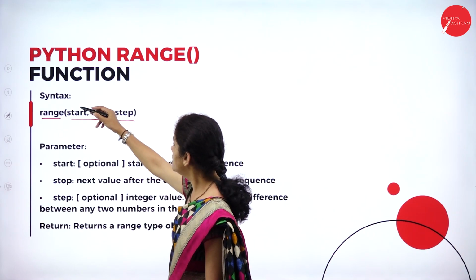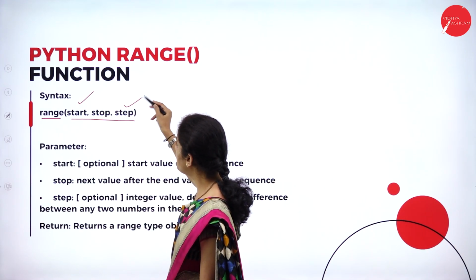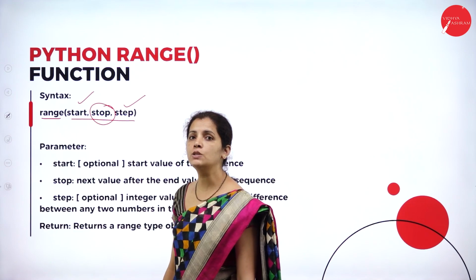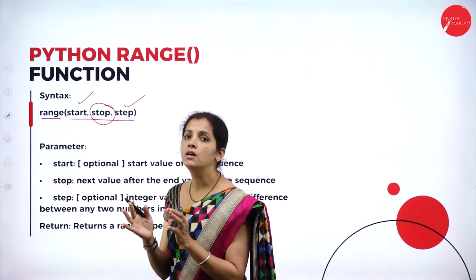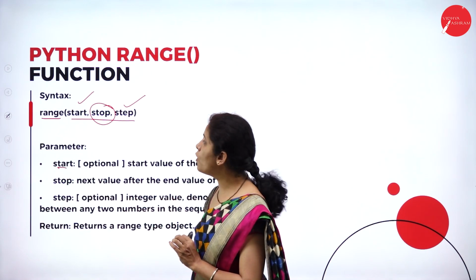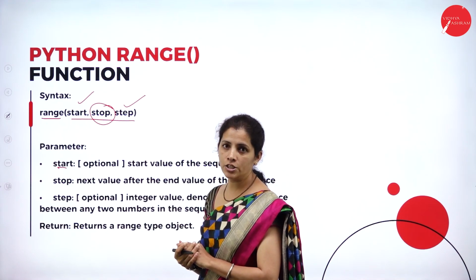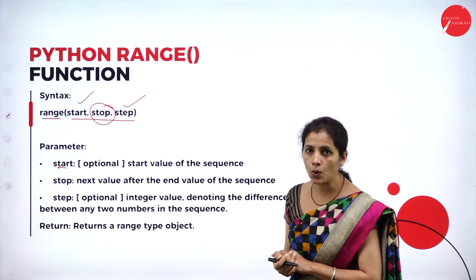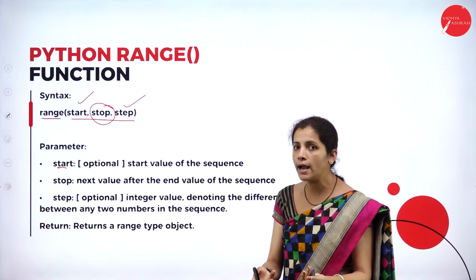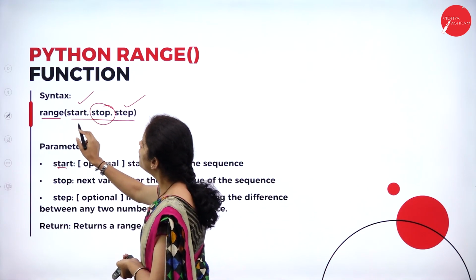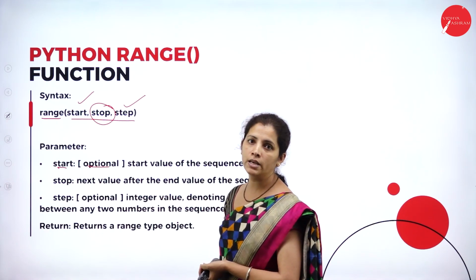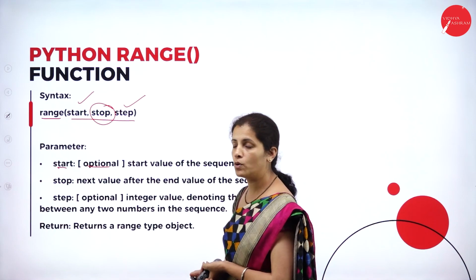Here start is optional and step is optional. And what is required? I require stop, in the sense of when I want to stop the range function. So start is optional. By default, the range function starts with the value 0. And if I want to start the range function with some other value, then in the field of start, I specify the value. So it is optional. It's left to the programmer.